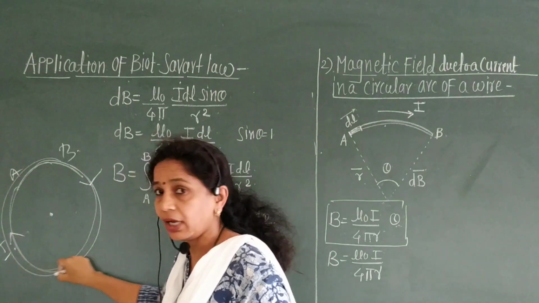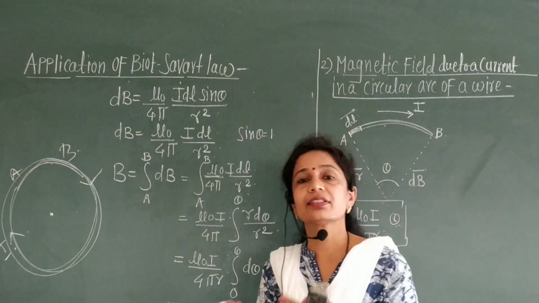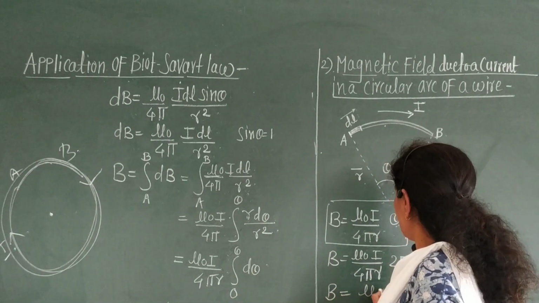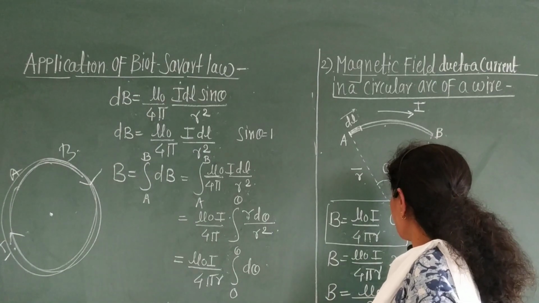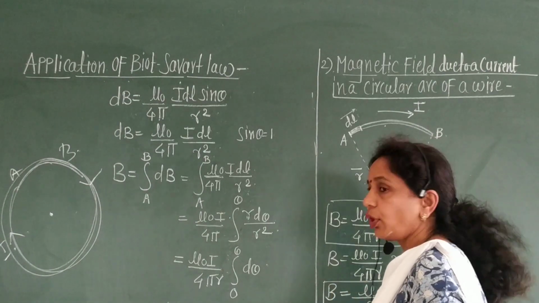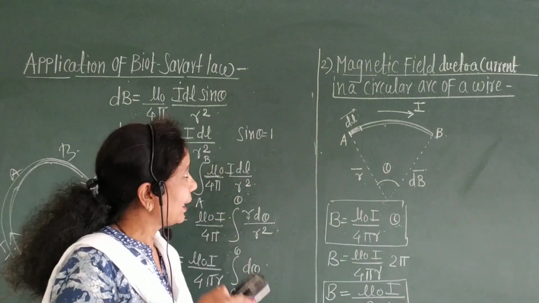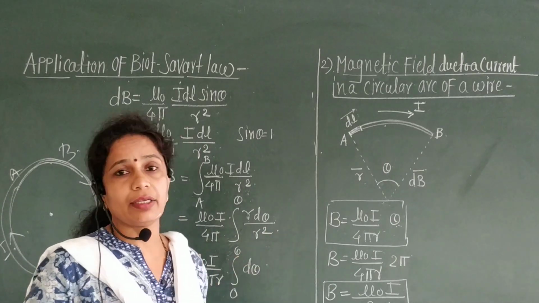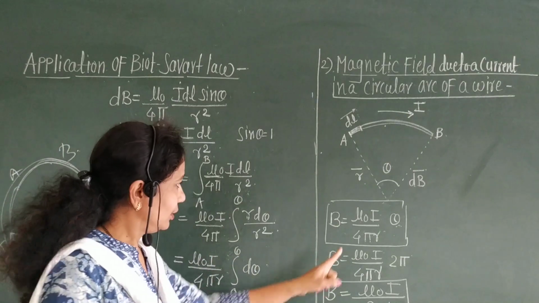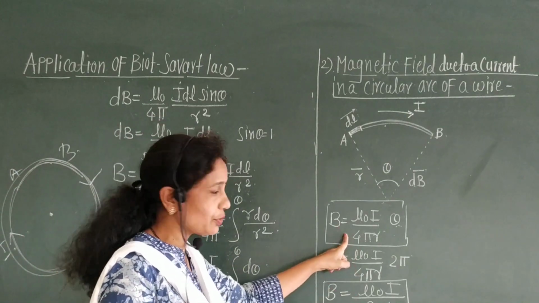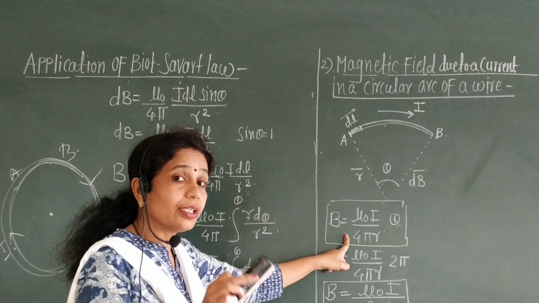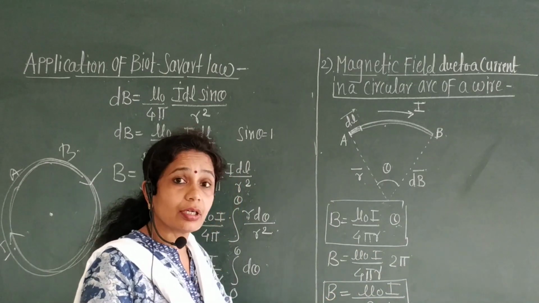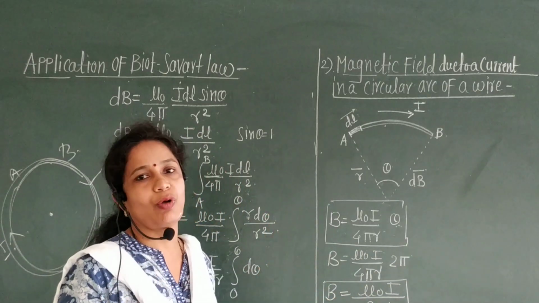Now how much will theta be for the whole circle? 360 degrees. 360 means 2 pi. Therefore it becomes 2 pi. Therefore B is equal to mu 0 I upon 2 r. This is the important equation of magnetic field due to a current in a circular wire carrying current I. This B and this B are different. This is for the magnetic field due to the current in a circular arc AB only. And this is the magnetic field due to the current in a circular wire.